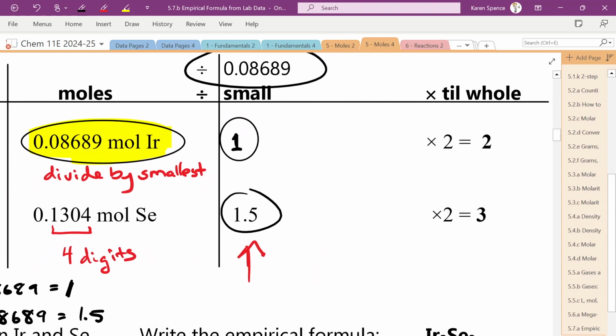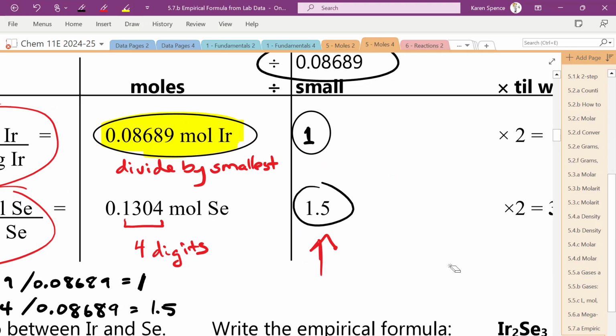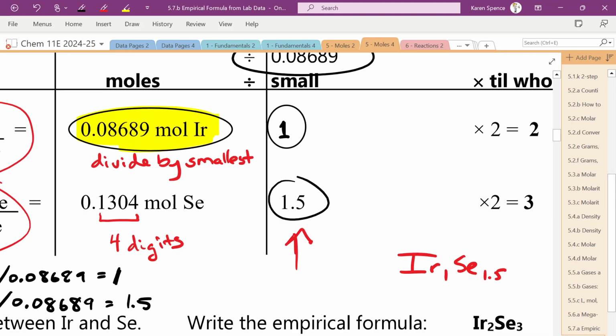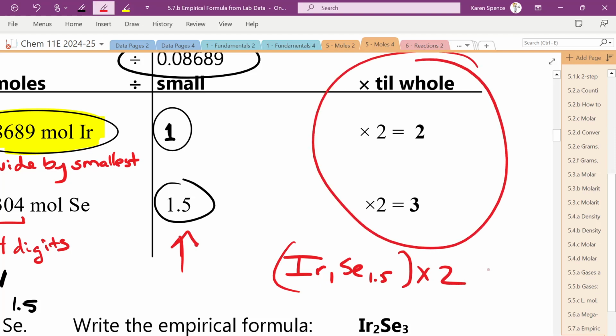All right, so at this point, we would be like, oh, my formula would be, no, sorry, not Ir. Ir 1, Se 1.5, but the last line of our poem says, times till whole. We don't have a whole number, so what do we need to multiply by here? We need to multiply by 2. Okay, so we take the whole thing, we multiply by 2. You can do it up here, or you can do it like this. Yeah, and then you would get Ir2Se3. Okay.